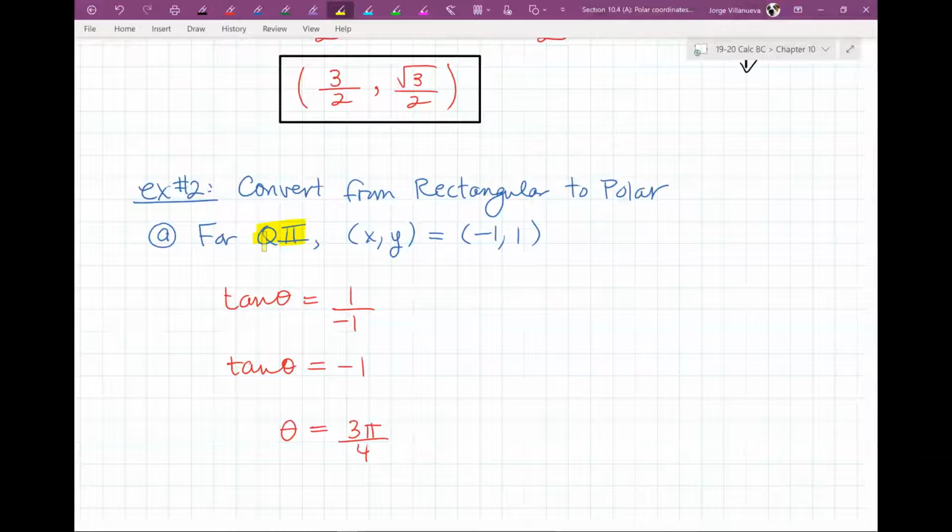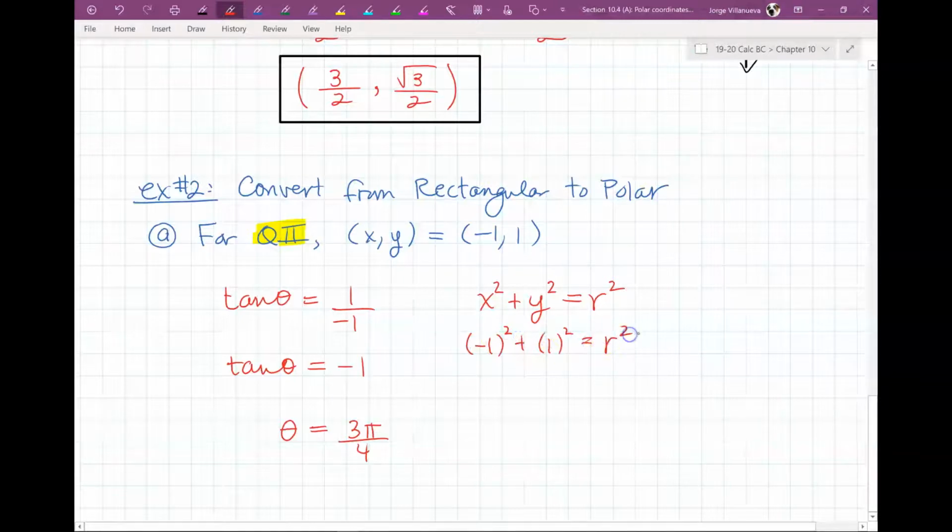all you have to do is find your r value, and you can do that with either of the two equations of x or y. Okay, it's up to you however you want to do it. Now, the easiest way to do it is by using this. Whoops, wrong thing. x squared plus y squared equals r squared, right? Because you could always use the circle equation. We know our x and y, right? We know it's negative 1 squared plus 1 squared equals r squared. So that's 2, or r would be radical 2.